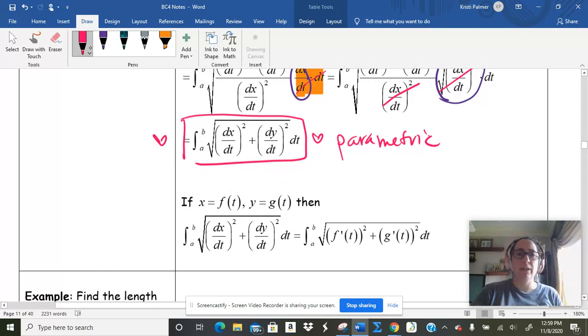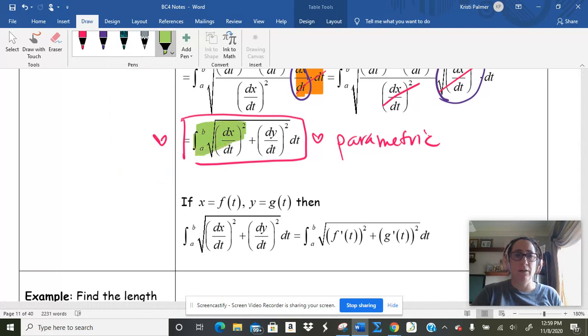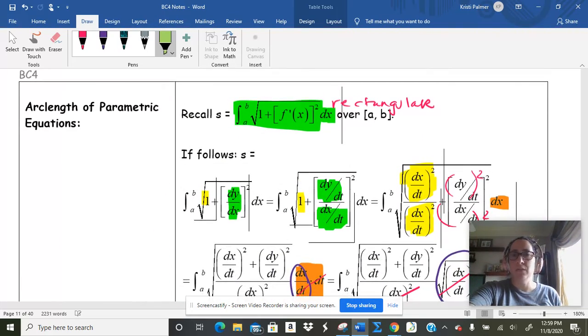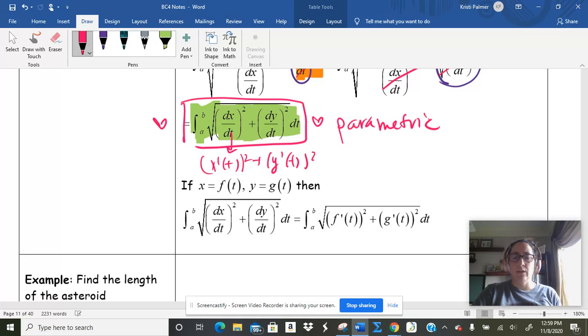Okay, so this is the parametric arc length. This is what we really want to know. So we need to not only have the memorized rectangular arc length, but now we have to have the memorized parametric arc length. And you can think of that as x prime of t squared and y prime of t squared if you like that better.